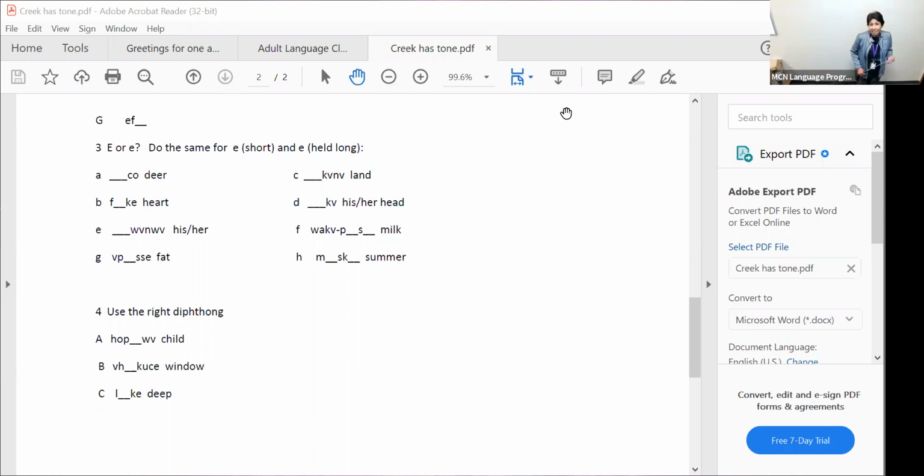Iga. That's his or her head. But what if you said Iga, long E? That wouldn't work. You would have to say Iga. Iga is not a word. Okay. It's Muskogee language when you say Iga. But if you say Iga, that's not a Muskogee word.